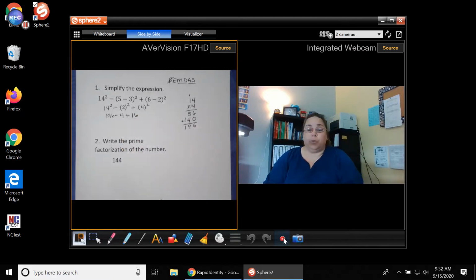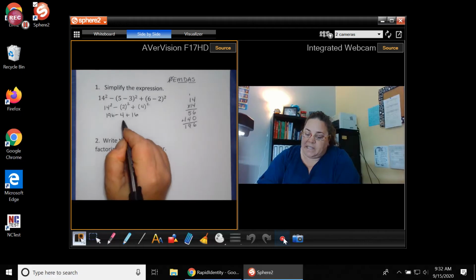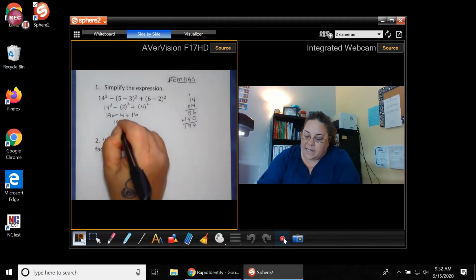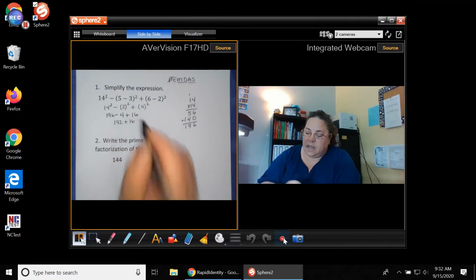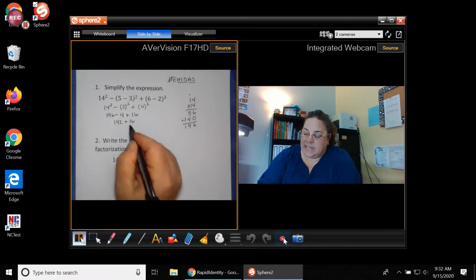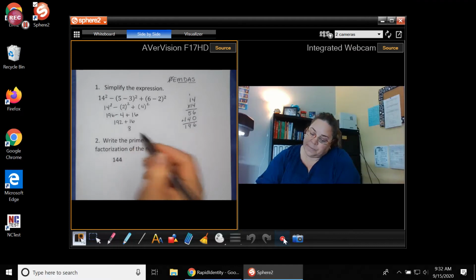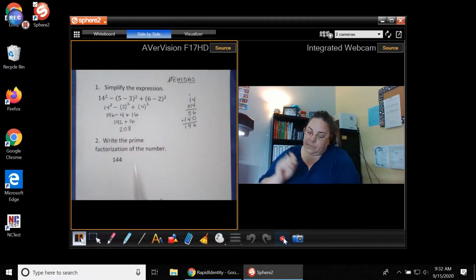And now I simply work from left to right because all I have left is adding and subtracting. So 196 minus 4 is 192. Bring down the 16. All right. And then 192 plus 16 is 208. Okay.